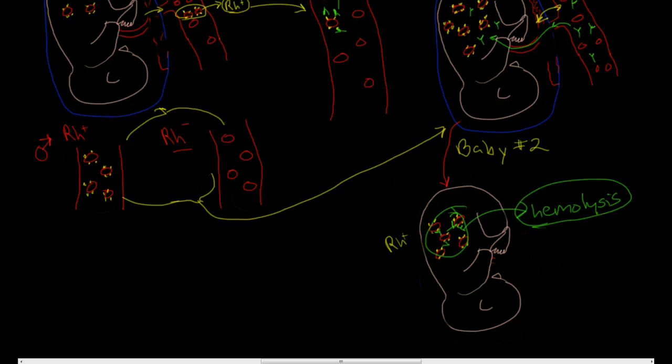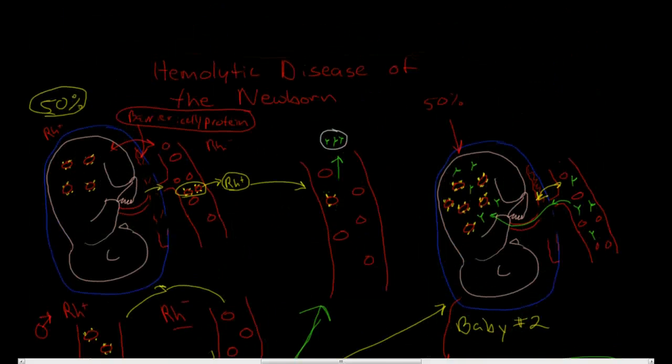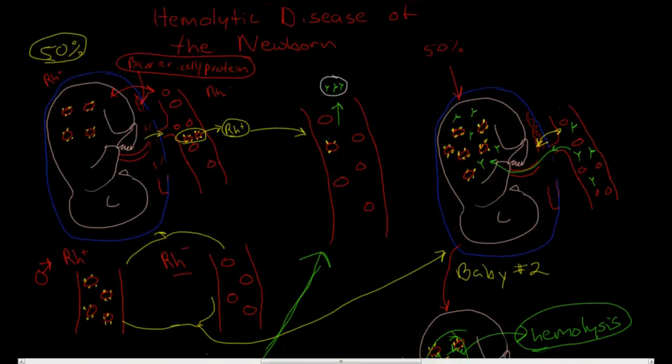This used to happen in the United States up until the invention of a medication called Rhogam. This happened in about 16% of all live births. But now we have a medication called Rhogam, and Rhogam is a medication that is anti-Rh. So what we do is we give this to the woman right after birth, and the Rhogam actually attacks the Rh proteins on the baby's red blood cells.